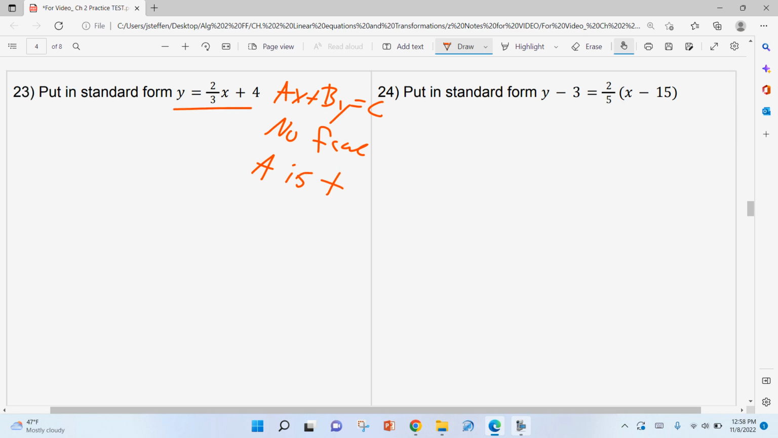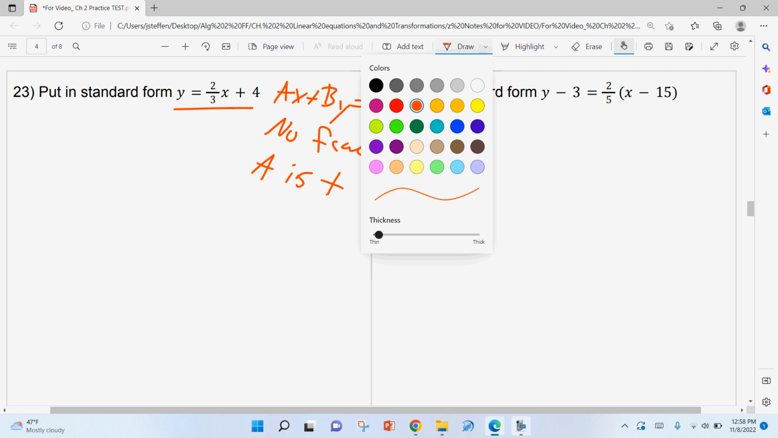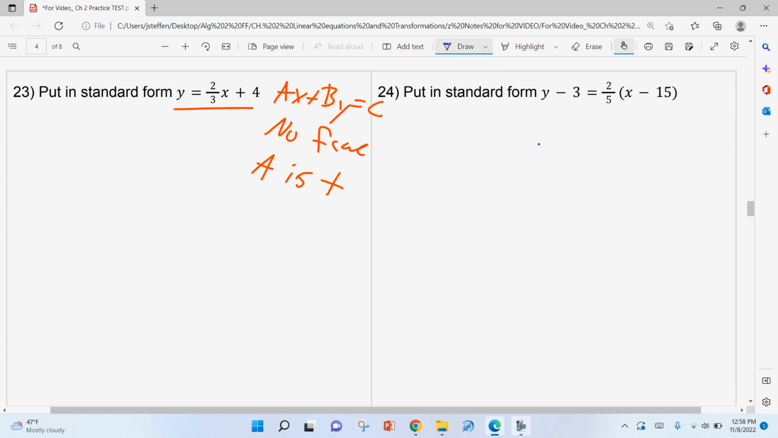So when you look at this one, the biggest thing you're going to have to change is I'm going to have to get rid of my fractions. Since the denominator is 3, I'm going to multiply everything by 3. So that cancels. We have 3y is equal to, the 3's canceled, so we just have 2x, and then 3 times 4 is 12. Then now I can get my x to the other side, so subtract 2x.